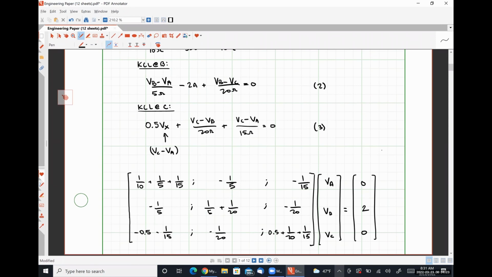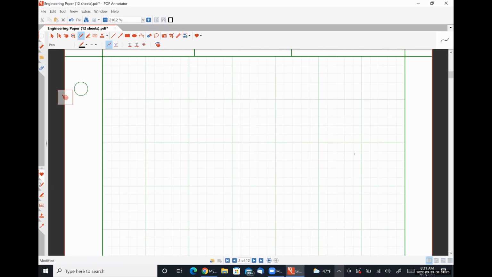And solving this system, what we find is that our quantity VA has a value of 16.703 volts. Our quantity VB has a value of 24.835 volts. And our quantity VC has a value of 17.363 volts.